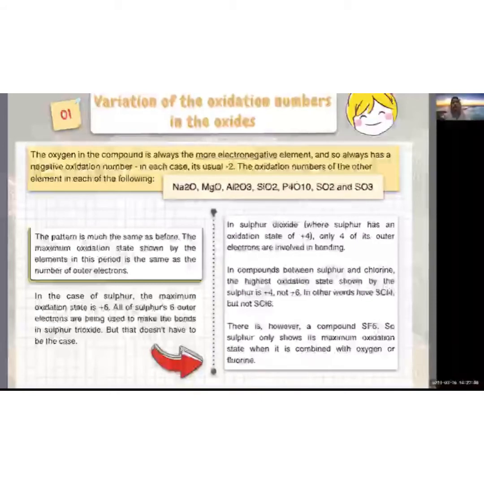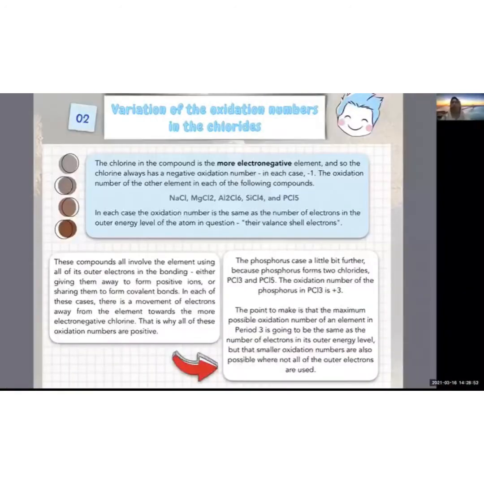In sulfur dioxide, where sulfur has an oxidation state of +4, only 4 of its outer electrons are involved in bonding. In compounds between sulfur and chlorine, the highest oxidation state shown by sulfur is +4, not +6. In other words, we have SCl4 but not SCl6. There is, however, a compound SF6, so sulfur only shows its maximum oxidation state when it is combined with oxygen or fluorine.